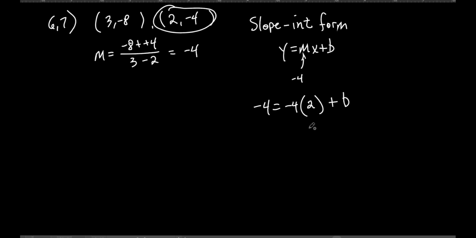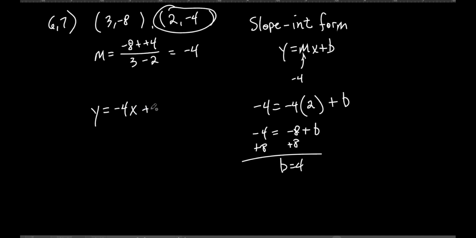We don't even have to do that standard form thing. So it makes it kind of nice. So what do I have? -4 equals -8 plus b. Add an 8 to both sides. B equals what? 4. Now I'm ready to put it all together. I got to put it in slope-intercept form. Y equals mx plus b. So what do I write? Y equals, what's my m? -4, and then x, and what's my b? +4, and that would be the answer.